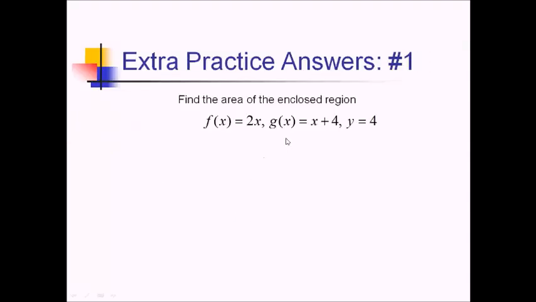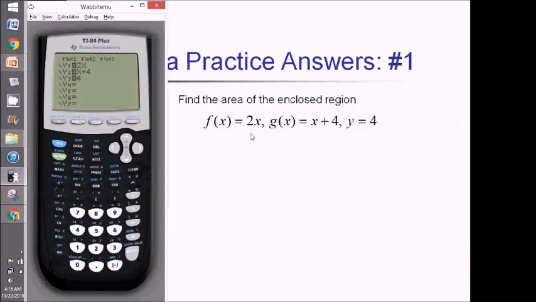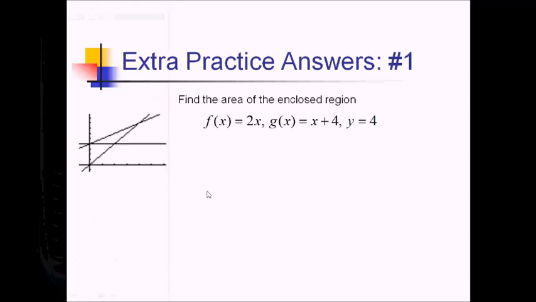For this problem, I want to find the area of the region enclosed by these three lines here. So let me start by graphing this out. On my calculator, I've entered all of these in my y equals. Let me just do zoom 6 because I have no idea where these things intersect. So there's the first line, there's the other line, and there's our horizontal line. So we have this little triangular region in here that we're trying to find the area of.